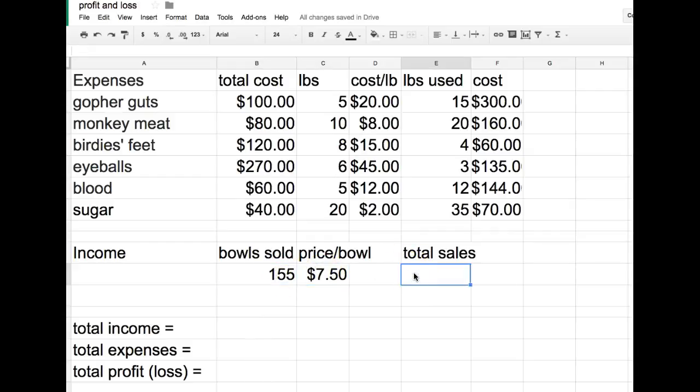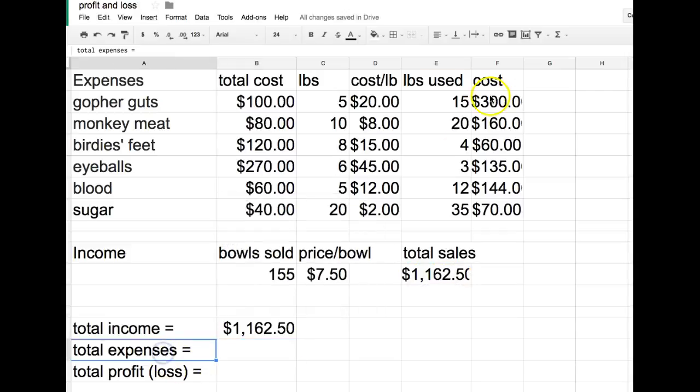So we go to total sales, and we'll start with an equal sign. We'll say whatever is in B11, times whatever is in C11. Okay, so we expect, well, 7 times 100 is 700, 7 times 50 is 350, so 1,050, and then another half, and we get 1,160. All right, so that will be our total income. So we'll say equals E11.